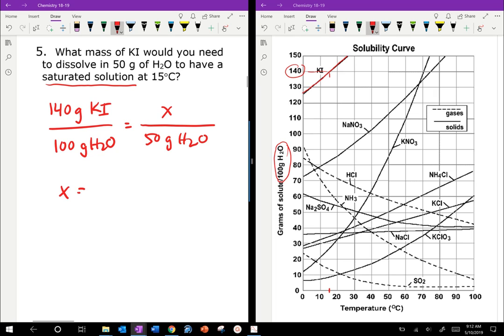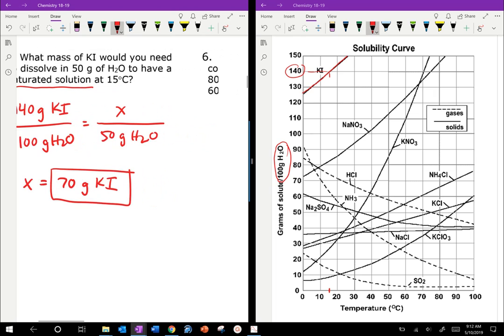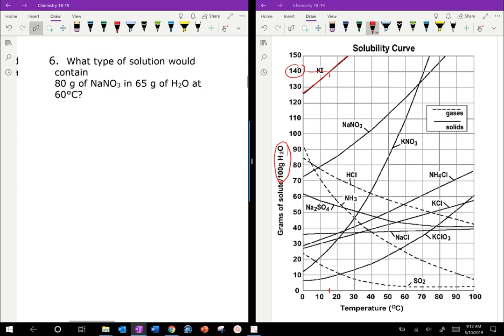But if you cross multiply and divide here, you're going to get 70, right? 70 grams of KI is half. And we can do the math, cross multiply, divide, that's what you're going to get. All right, so for a saturated solution, you want to know that you're on the curve, you want to make sure you're looking at the right curve and at the right temperature, and then paying attention to what the recipe is calling for here in our question.